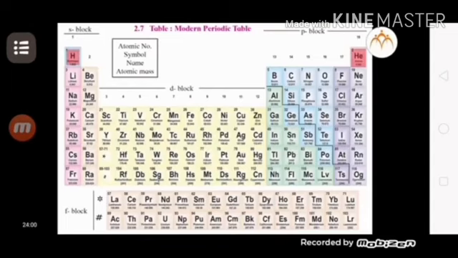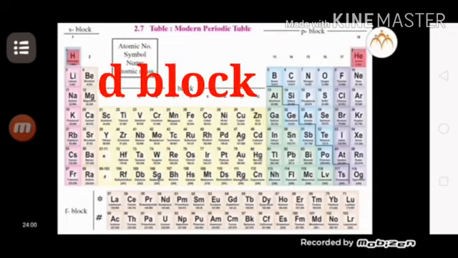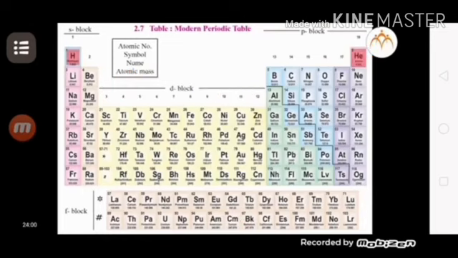The entire periodic table is divided into four blocks: s block, p block, d block, and f block. The s block contains the groups 1 to 2. The groups 13 to 18 constitute the p block. The groups 3 to 12 constitute the d block, while the lanthanide and actinide series at the bottom form the f block. The d block elements are called transition elements.